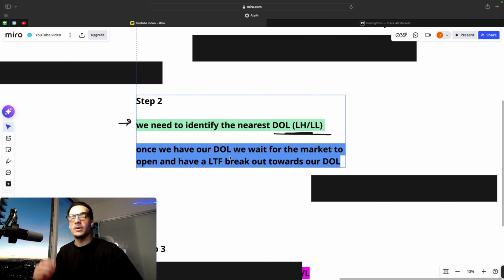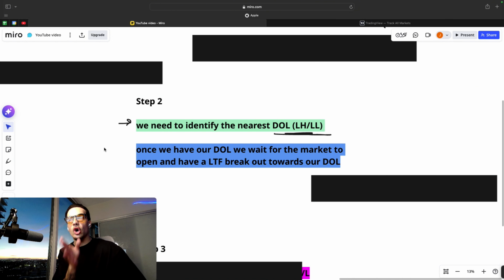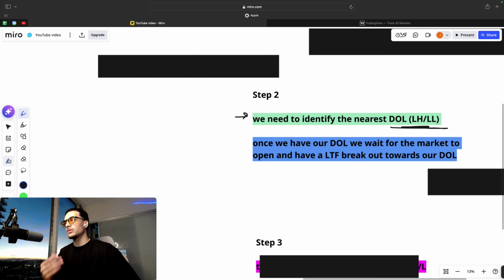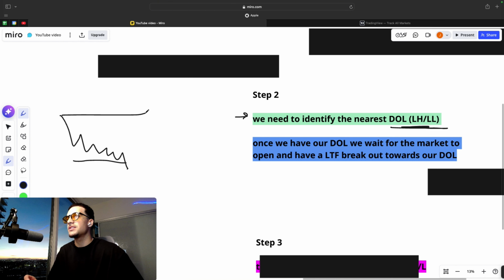Once we have our draw on liquidity, we wait for the market to open, and we have a low time frame breakout towards the draw on liquidity, right? To give you an example of what that's going to look like, I did a little bit of a drawing back there. Let's say pre-market price comes down, we take some sort of liquidity level, and the next liquidity level is London session high up here. Bang, right? London session high.